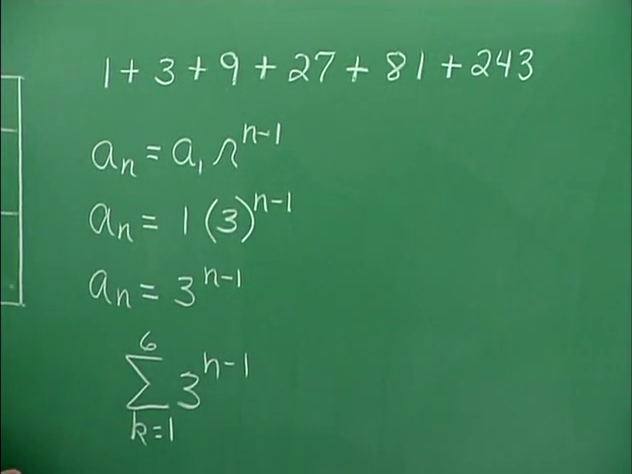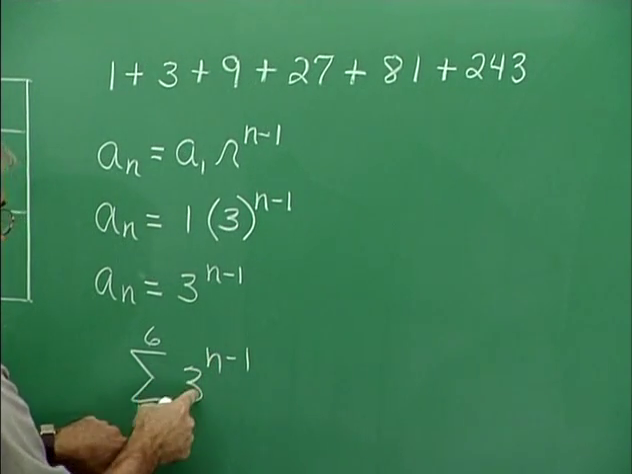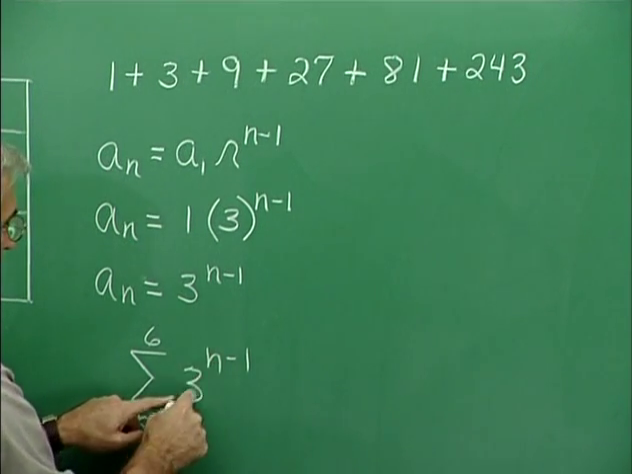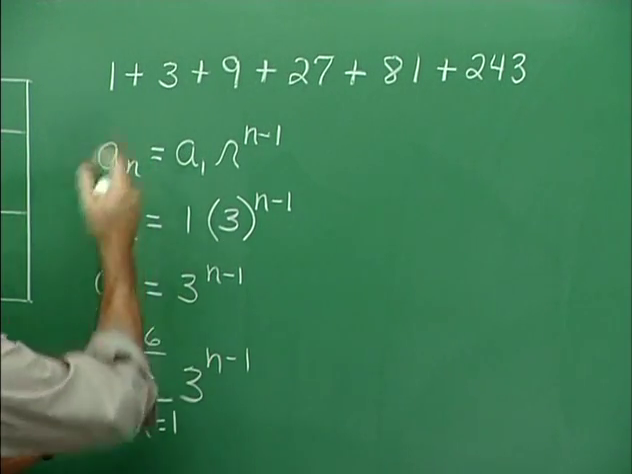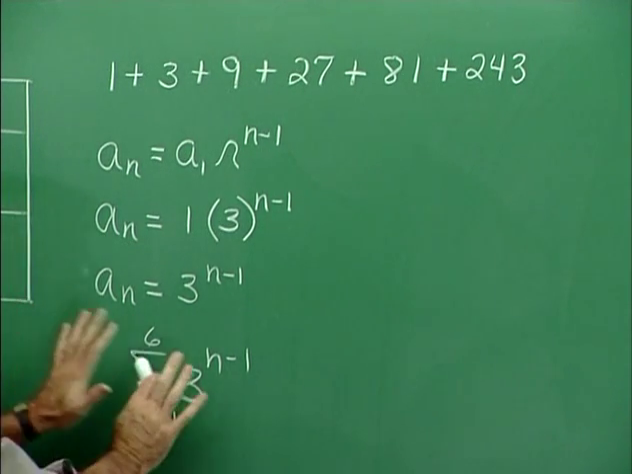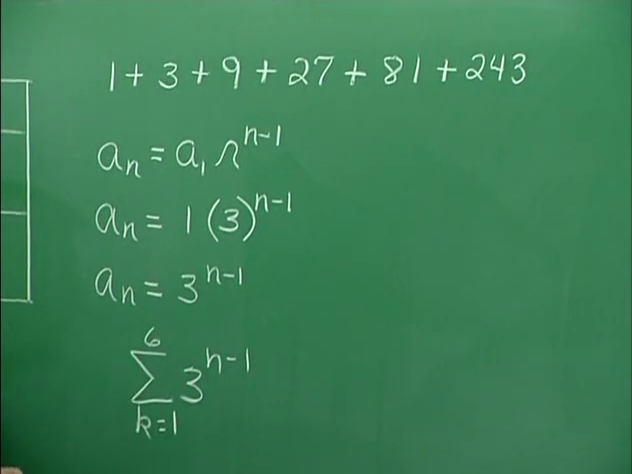Now let's see if this is the case. If k is 1, we have 1 minus 1, 0. 3 to the 0 is 1. That's the first item. If k is 2, we have 2 minus 1, 1. 3 to the 1 is 3. That's the next item. Okay, so it seems to be working out just fine. All right, now with this, we can identify all the elements necessary to find the sum.